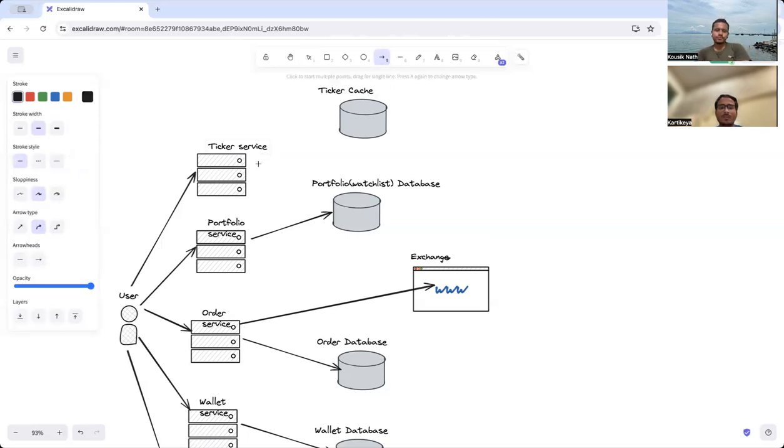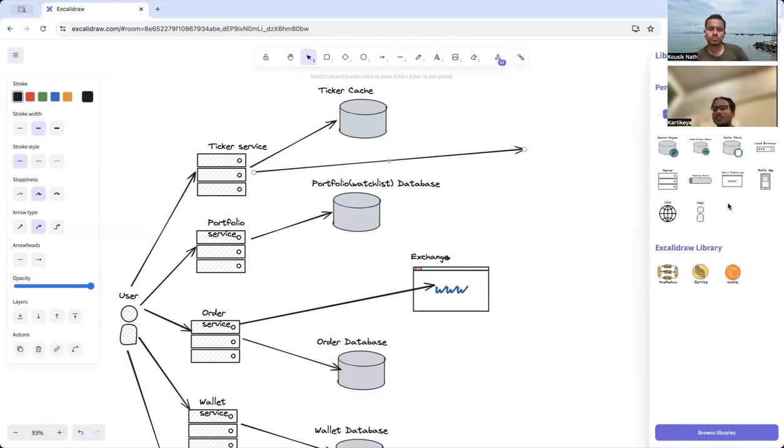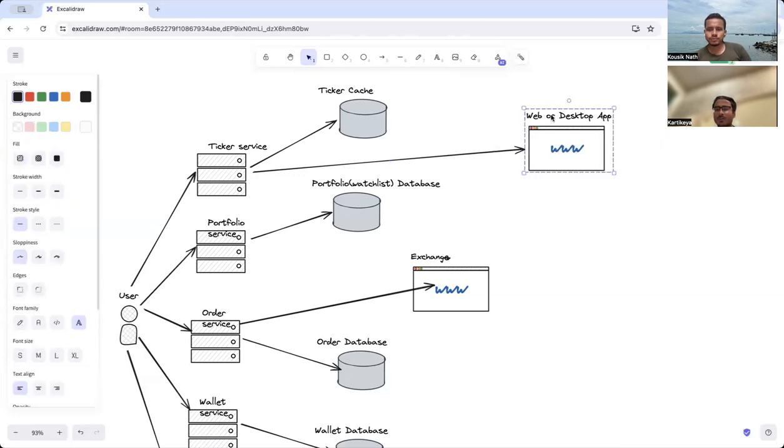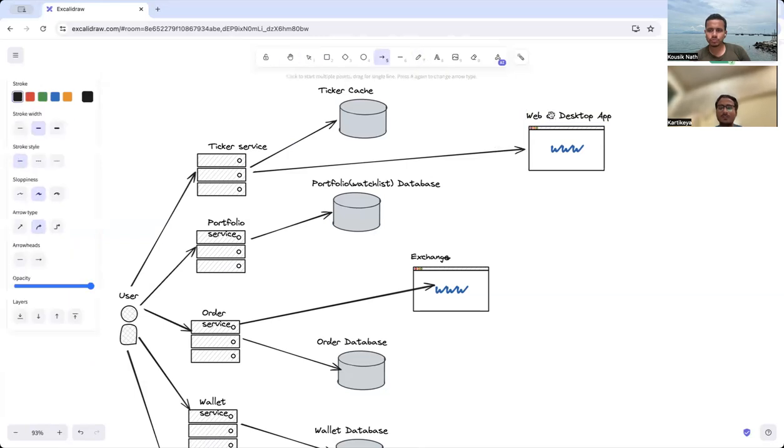So the user makes a call to the ticker service. The ticker service fetches the data from the ticker cache and then displays it to the user. Now, of course, the ticker service also needs this data, so it will be getting this data from the exchange. For now, let's assume that the ticker service also makes a REST API call to the exchange to fetch the current price. Let me just call it exchange.